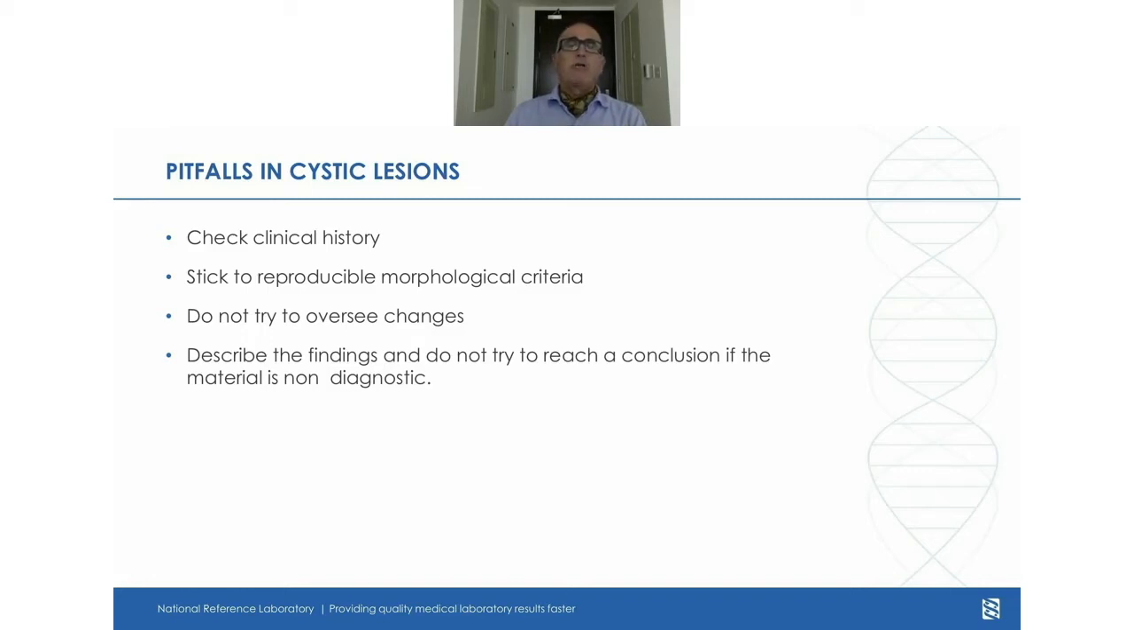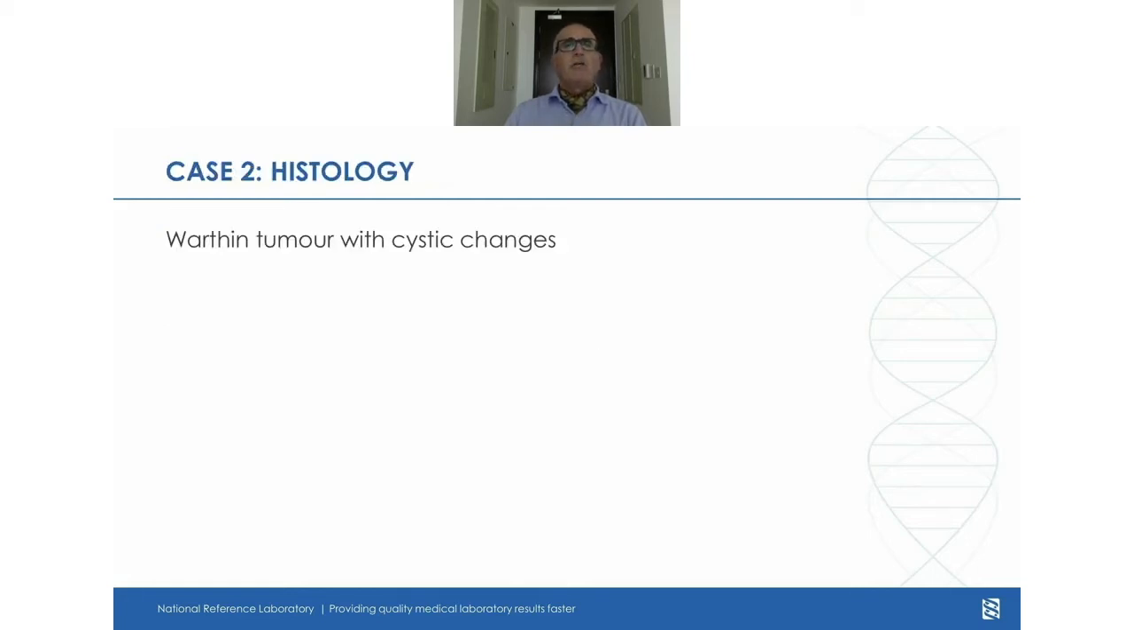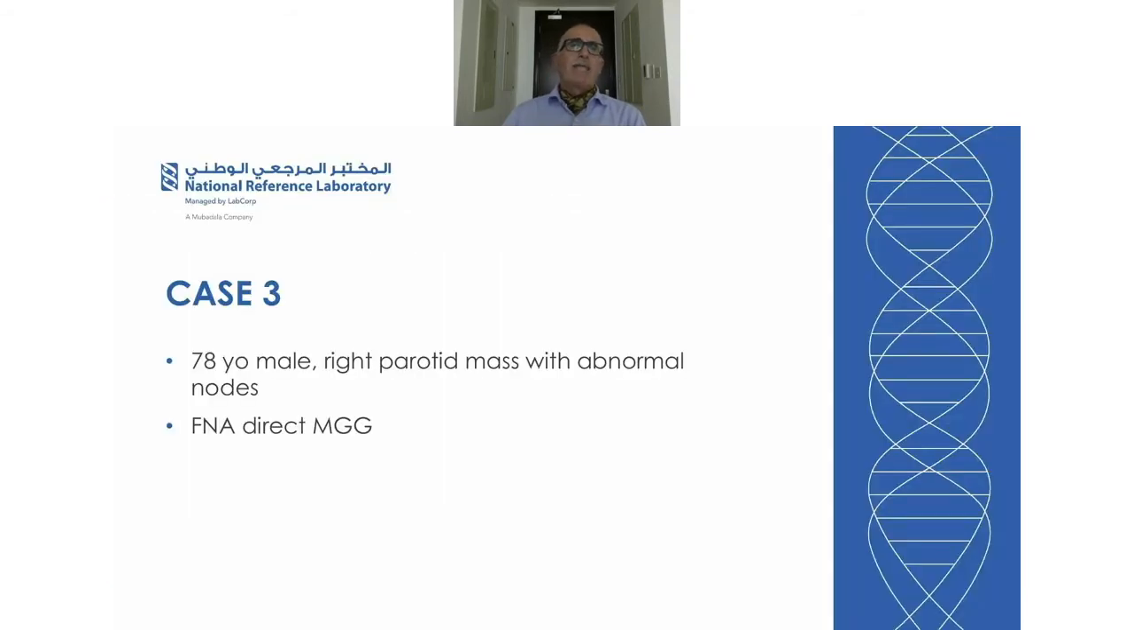Do not try to reach a conclusion if the material is non-diagnostic. Don't push it. There are limitations. So this actually turned out on histology, and we didn't think about it, as a Warthin tumor with cystic changes and squamous metaplasia as well. So when you find these big cystic changes, not necessarily with poorly preserved material, ghost cells, that is not necessarily necrosis. So you have to think about all the differentials that we listed beforehand.